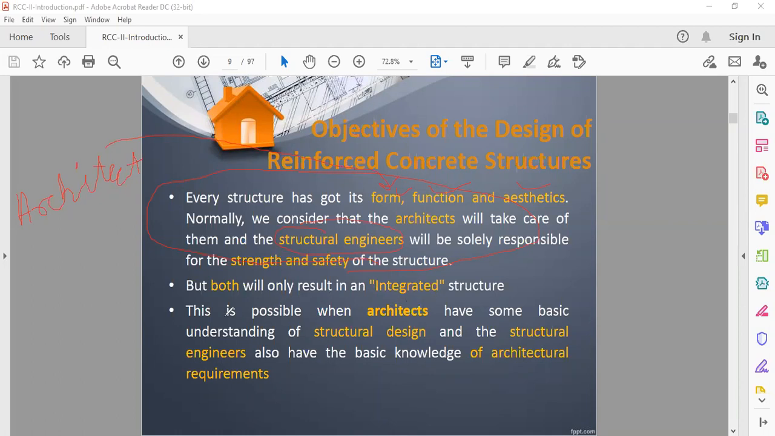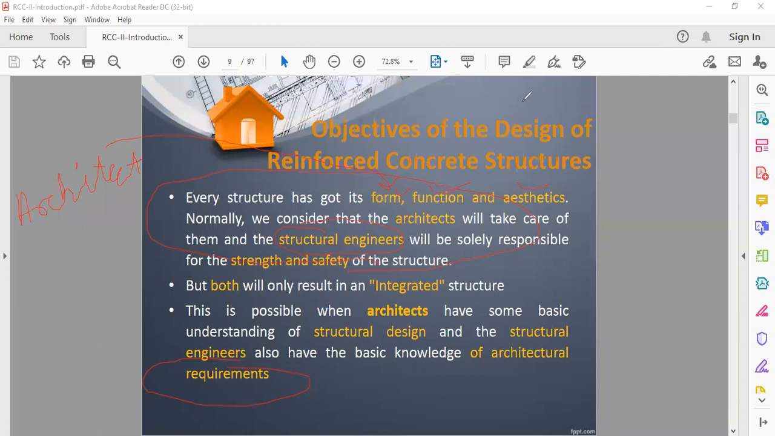Sometimes it is possible that architects have some basic understanding of structural design as well. Also, structural engineers have basic knowledge of architecture requirements. So if there is a bigger structure, a bigger complex, or bigger apartments, in that case you will be able to see the architects. But if you are going for a bungalow kind of thing, in that case you won't see an architect and an engineer separately. You will see only one, either a designer or sometimes even a builder. Sometimes you may see that the builder is not even a civil engineer. So that kind of thing is there.